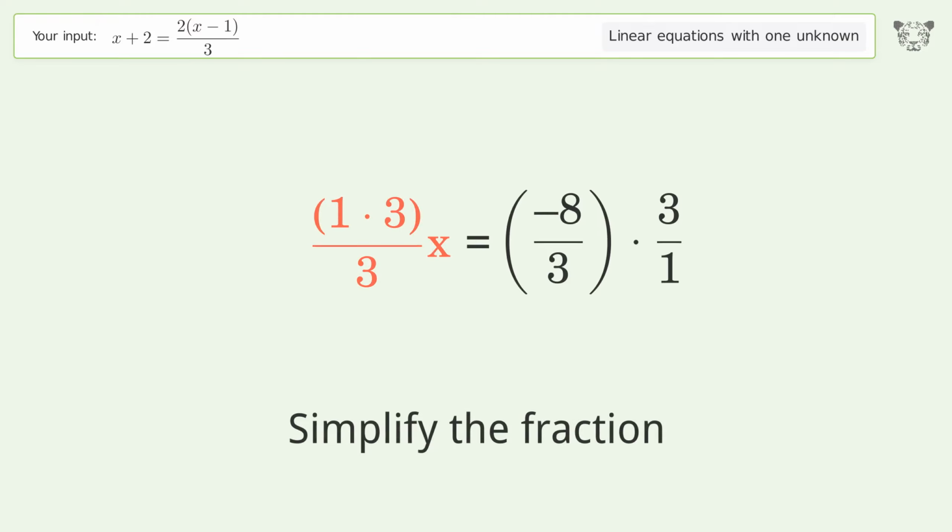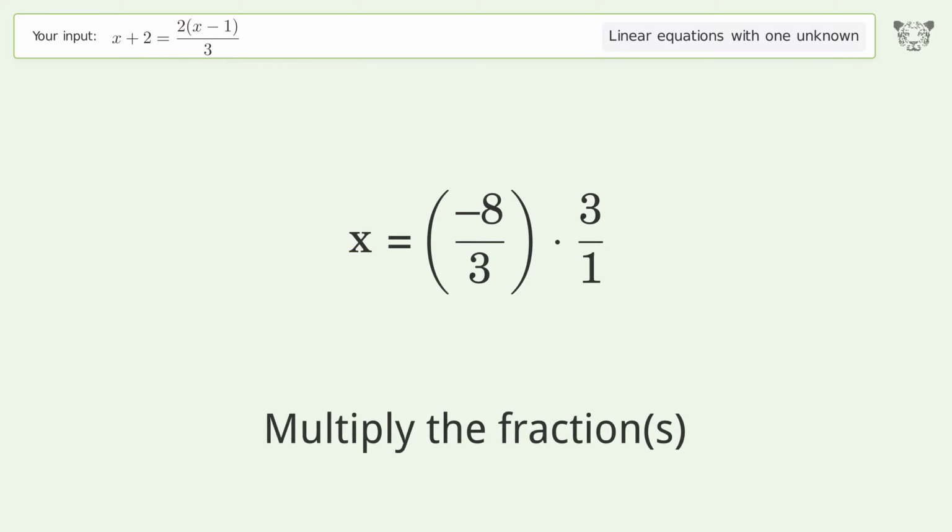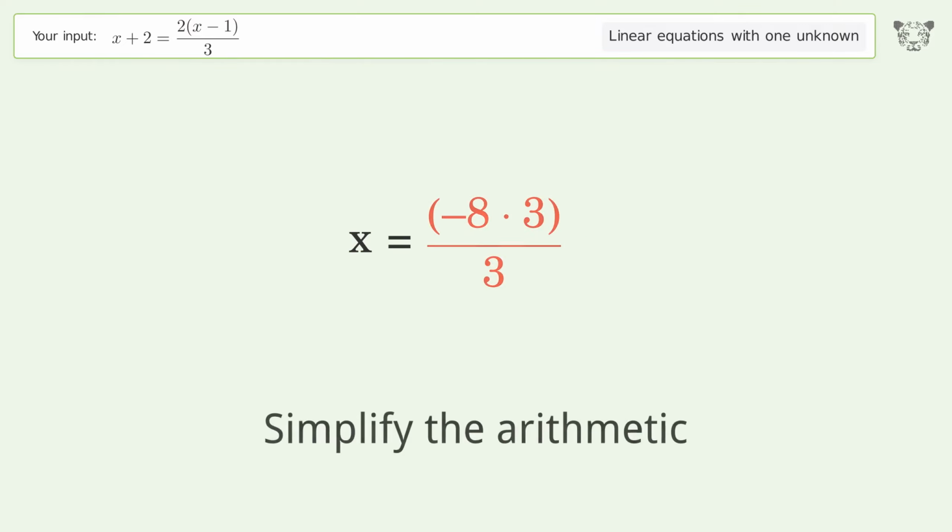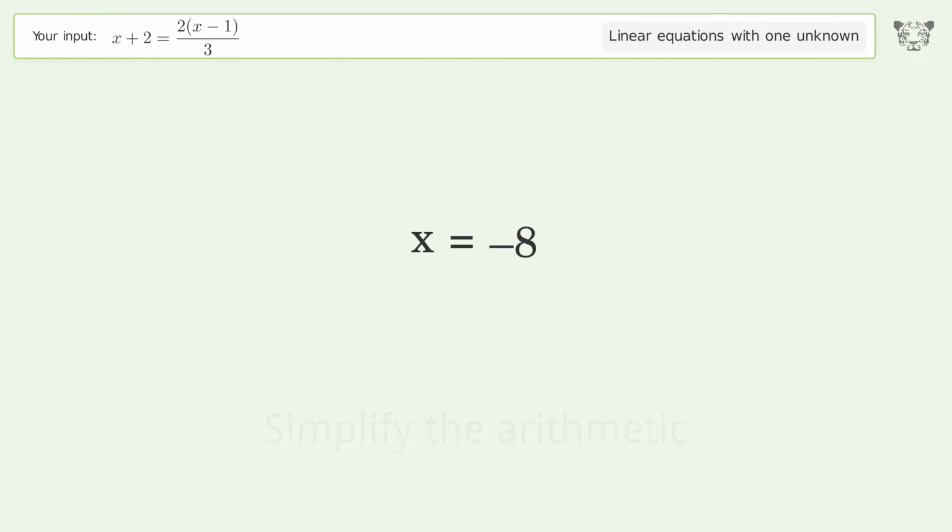Simplify the fraction. Multiply the fractions. Simplify the arithmetic. And so the final result is x equals -8.